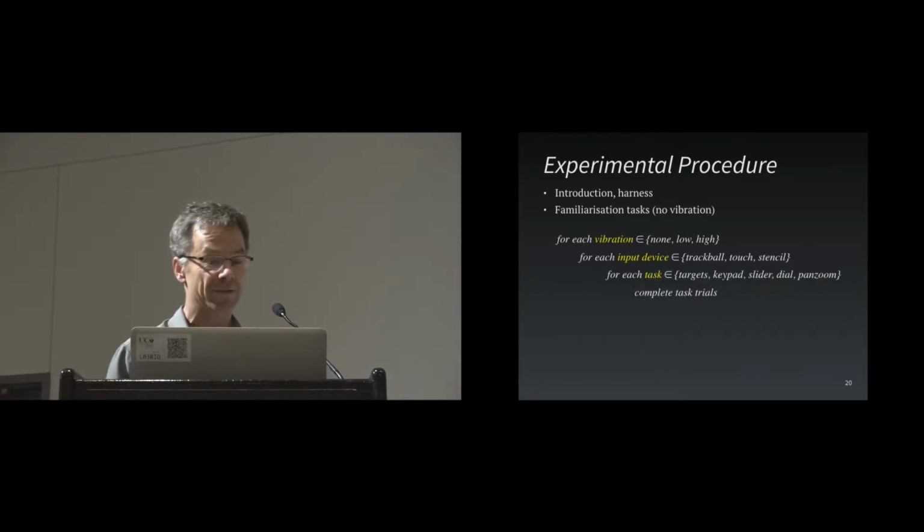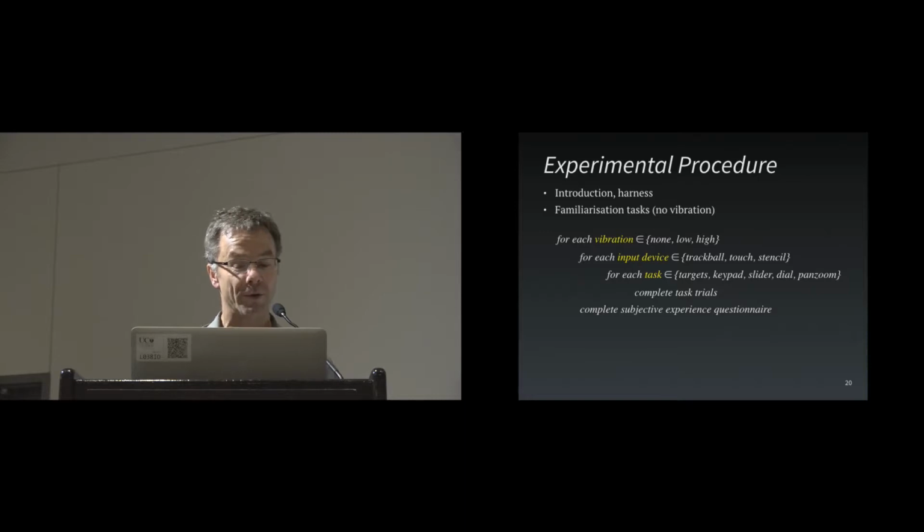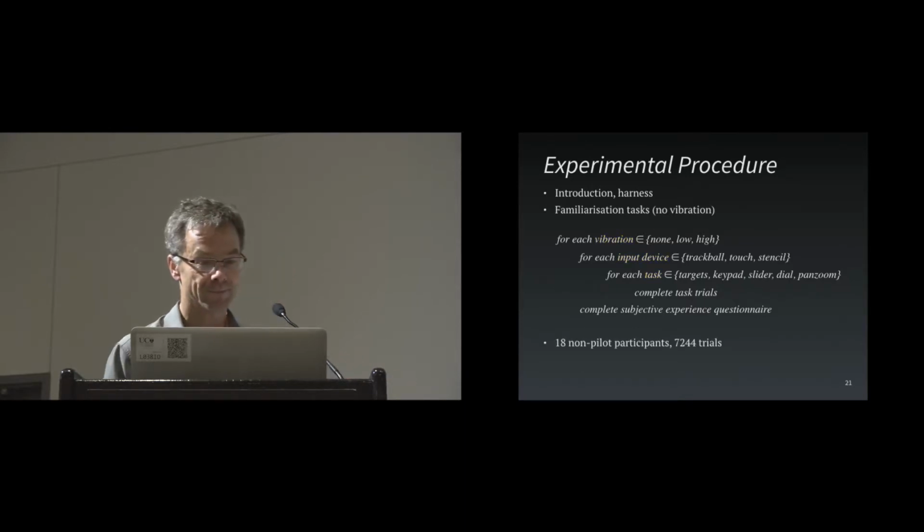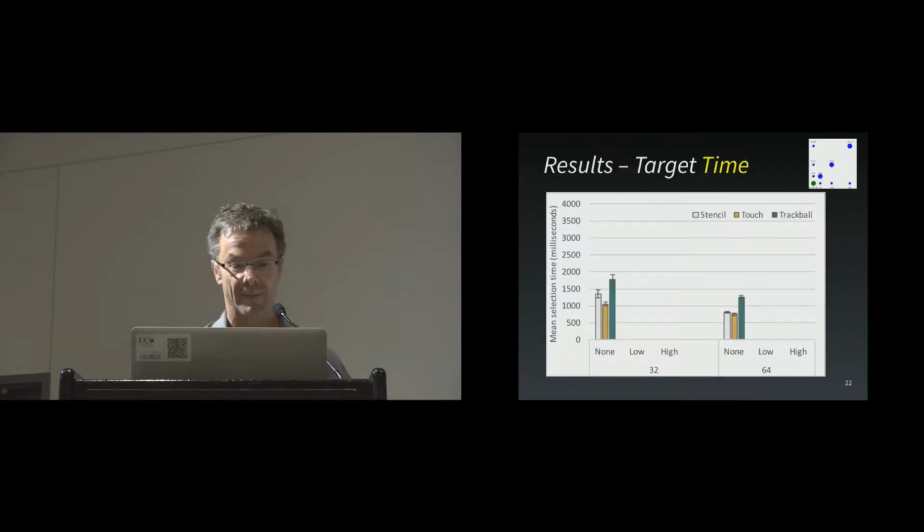And they completed the set of trials in each task type in the order: target selection, keypad, slider, dial, and pan zoom. After completing all three devices, they completed a questionnaire using NASA TLX measures while the next motion profile was loaded up into the platform. And there were 18 participants recruited from a university, none of whom were pilots.